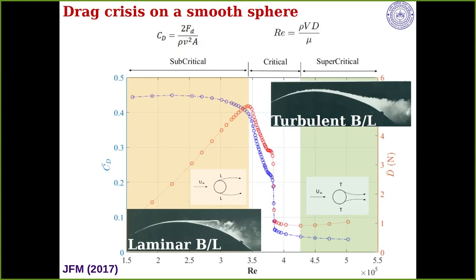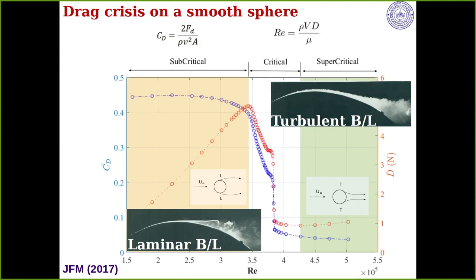So up to a certain Reynolds number, the drag coefficient is virtually constant. And you can see the drag force increases as V squared. And then once the boundary layer becomes turbulent, there's a sudden reduction in the force. You can see the red color curve. So you increase the speed, but actually the body experiences less drag. And that's because the boundary layer has become turbulent.